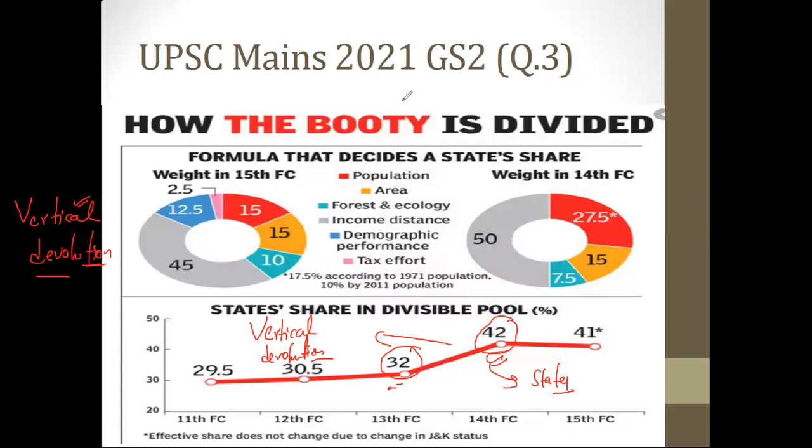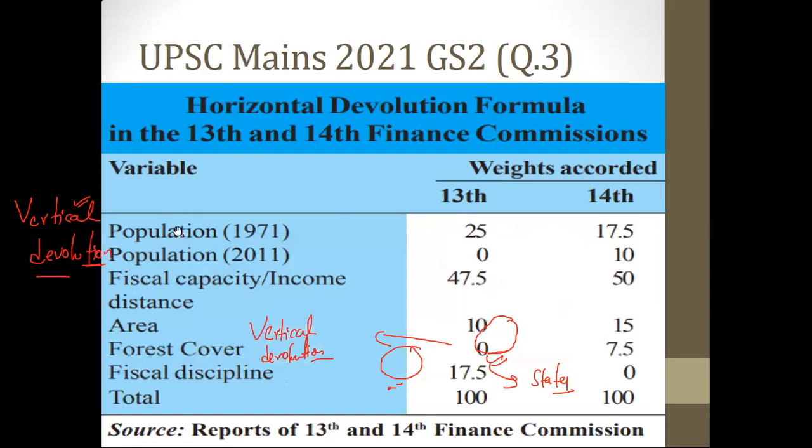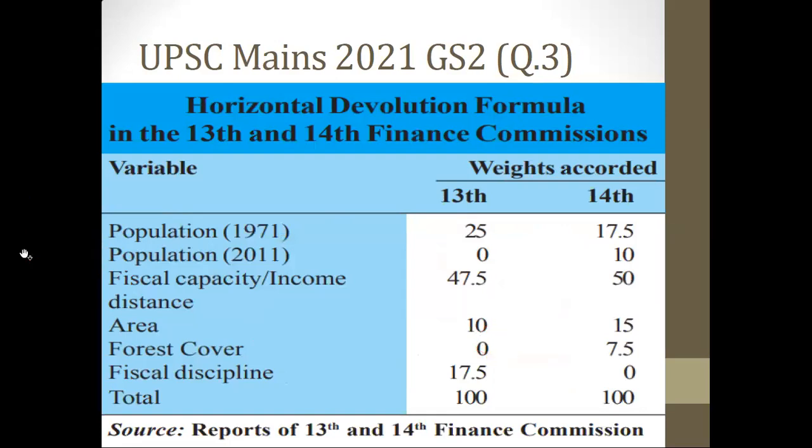Then the points which most of the people will not write, and you have to write and you should write, because these kind of questions will get repeated in some way or the other in UPSC or in some other PSC. So the second point is income distance criteria. We have just discussed what is income distance. You can see it here. It has been increased from 47.5 to 50%. So that means the poorer states will get more resources, more money, and that will thereby strengthen the fiscal position of these states. So this is one point which you have to talk about.